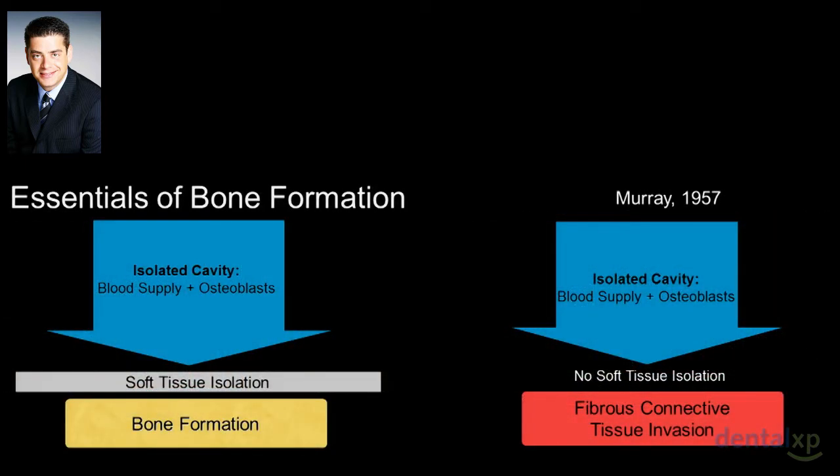So just a couple of years ago, Dr. Murray came up with the concept that we still use on a daily basis. Okay? This is where all our regeneration comes from. Back in '57, Dr. Murray showed that when you have an osseous cavity that was isolated from soft tissue through a membrane or a device that isolated, you could have complete formation of bone within that cavity. While when you didn't have this soft tissue isolation, that led to fibrous connective tissue invasion.